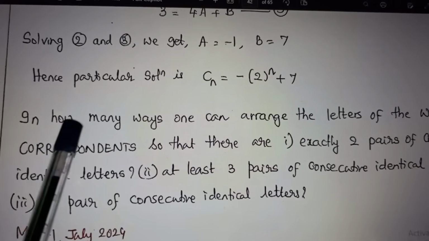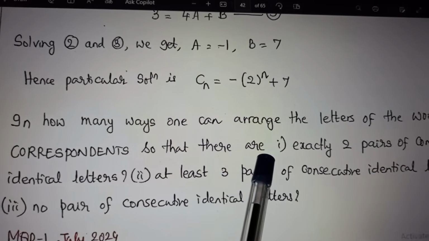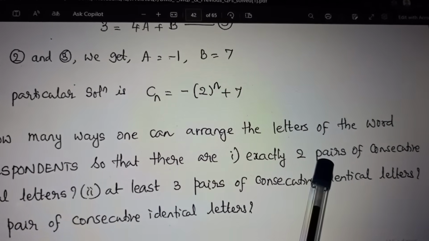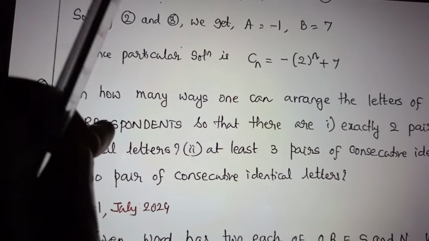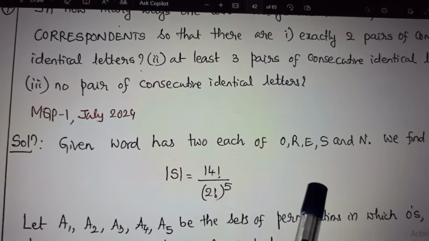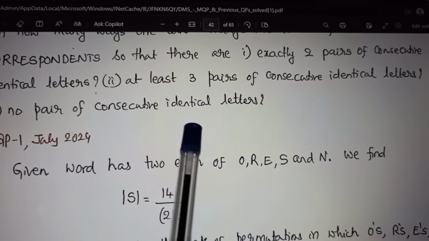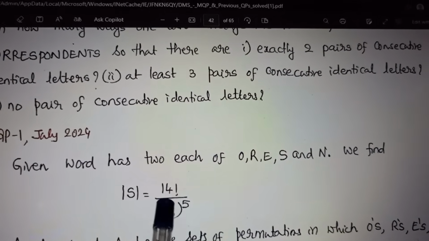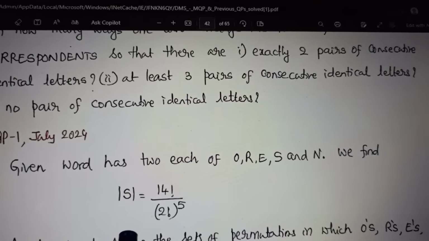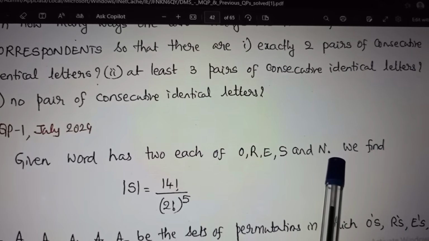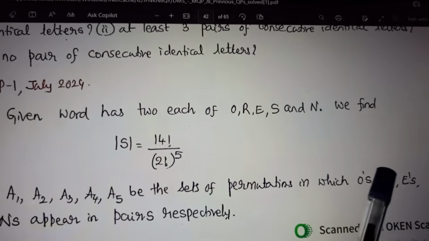Then we have: in how many ways can one arrange the letters of the word CORRESPONDENCE so that we have exactly two pairs of identical letters? First we will find the two pairs of identical letters. In total we have 14 letters, divided by the letters O, R, E, S and N, which are repeated twice. How many letters in total? 5, right? So 2 factorial to the power of 5. If you do this much, you will get the answer.